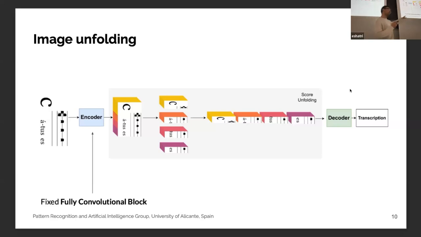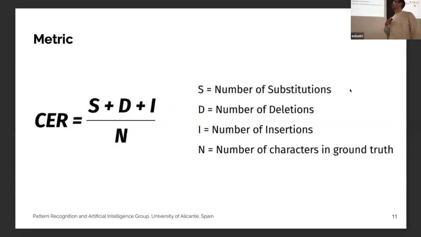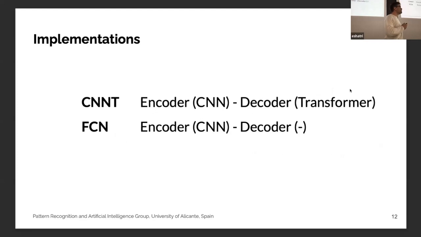So for this task, we use a fixed fully convolutional block and a decoder. And the metric will be the CER, which is a standard in the transcription area. And we proposed two methods: the CNNT, which is an encoder with a convolutional network and a transformer decoder, and then just a fully convolutional network.